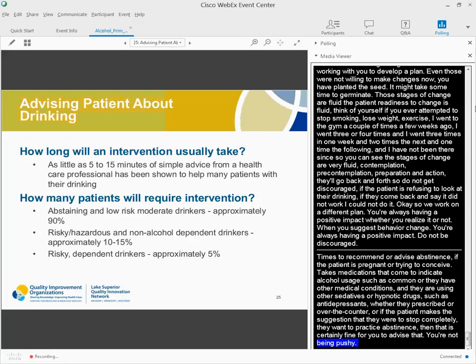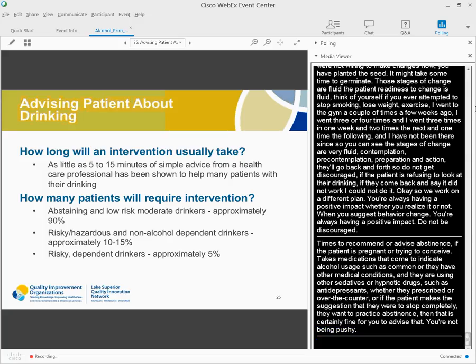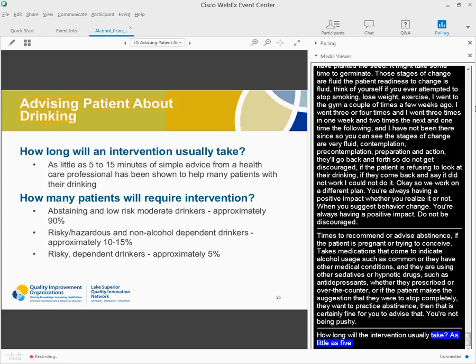Okay, so how long will an intervention usually take? Well, as little as 5 to 15 minutes of simple advice from a healthcare professional has been shown to have significant impact. Okay, significant impact.